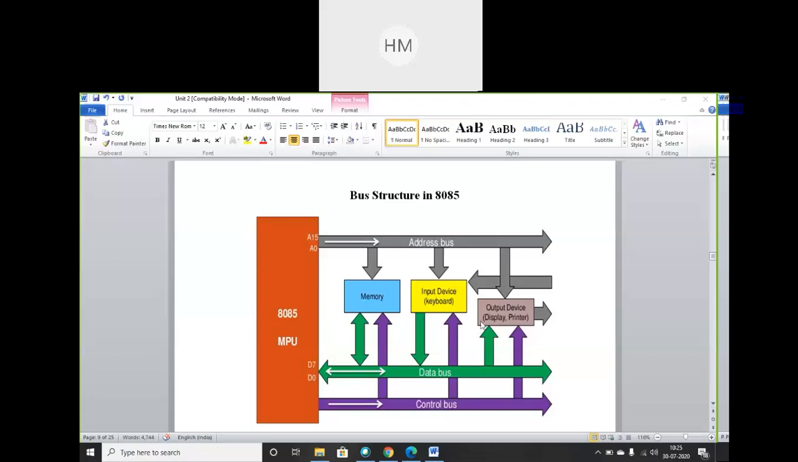These purple lines are shown. Clear? From memory, it is bidirectional. You can take and receive the data. From the input device, you always give the data to the microprocessor, so it acts as input to the microprocessor. Display is an output device, so these lines always go outward. So this is a very important diagram, the bus structure in 8085.